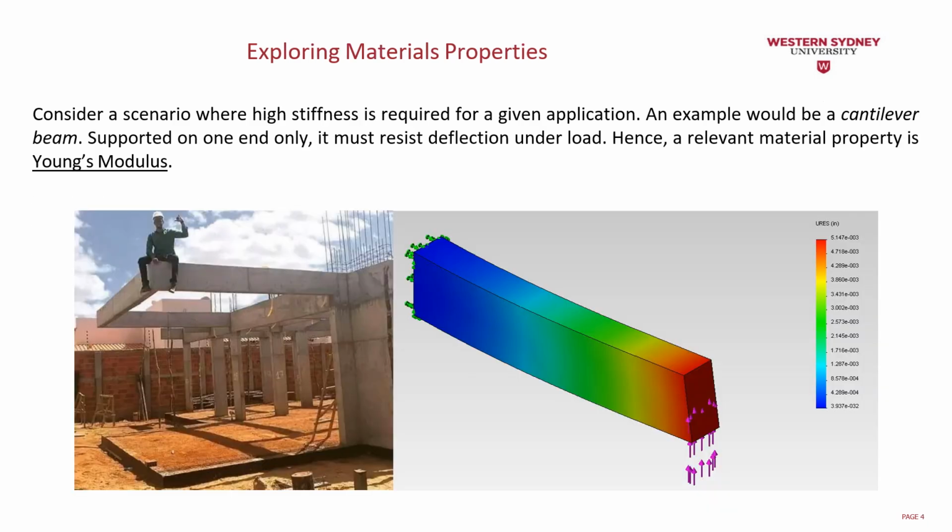So consider a scenario where a high stiffness is going to be required for a given application. An example would be a cantilever beam supported on one end only, and it must resist a deflection under the load. Hence, a relevant material property is the Young modulus.